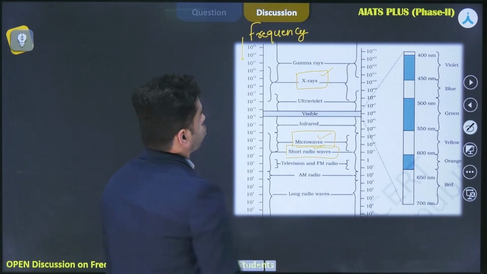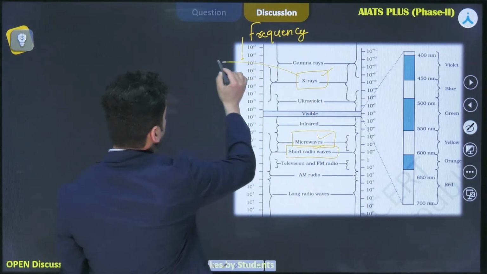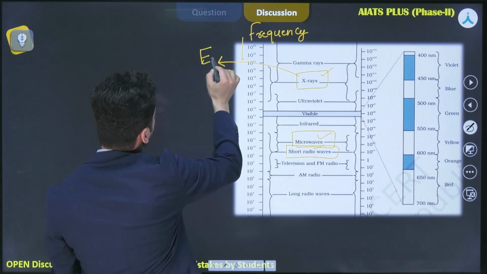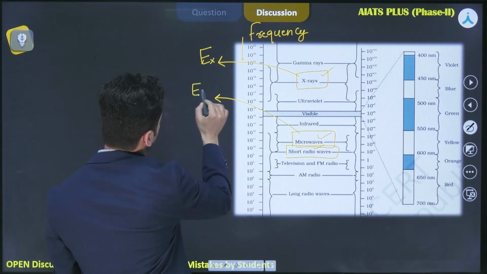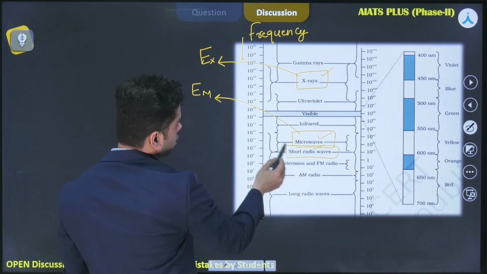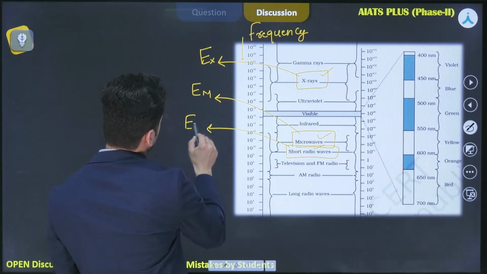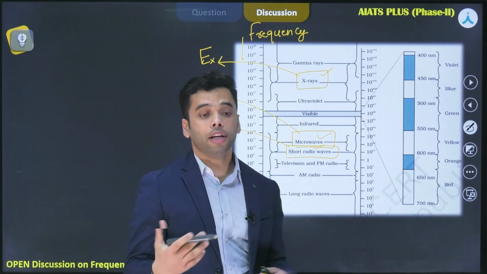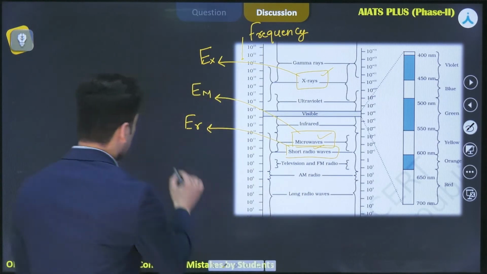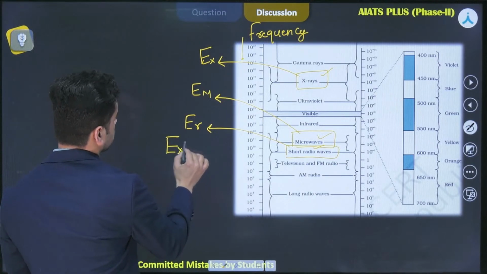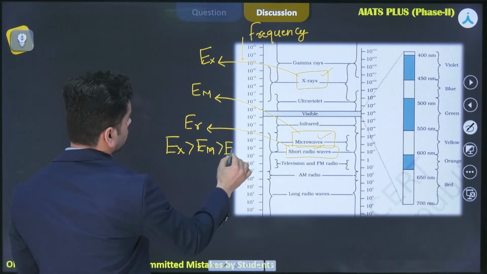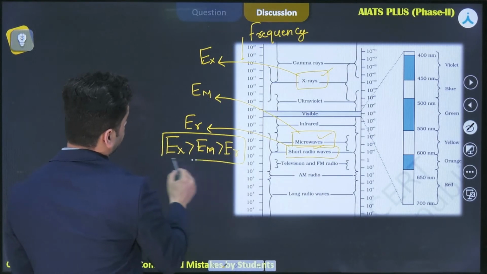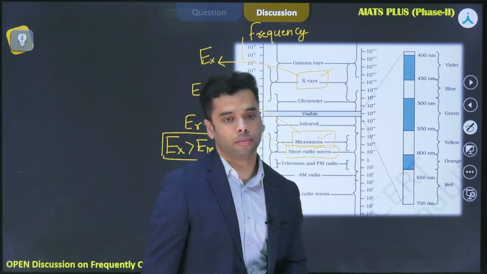Right? So we denote the energy of X-rays as EX, the energy of microwaves as EM, and the energy of the radio waves as ER. If I need to arrange it in decreasing order, EX should be greater than EM, and EM should be greater than ER. That is the correct order which you need to answer, right?